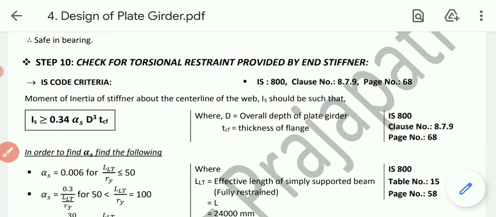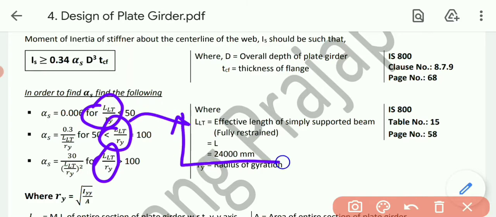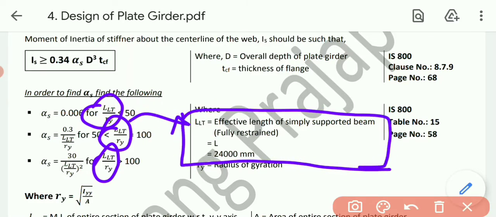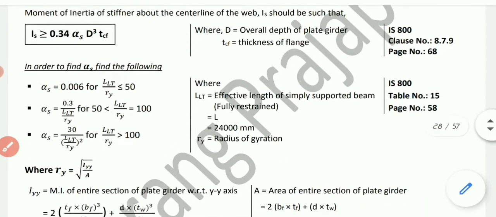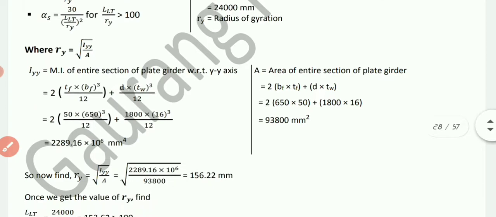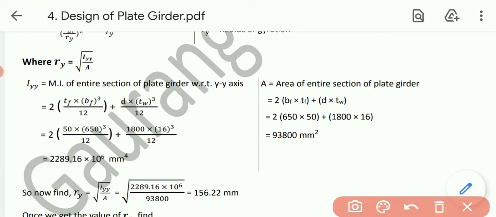Talking about alpha s, as we discussed in the code, we need to carry out the LLD by Ry ratio. For that one, LLD, that is we can say the length of the simply supported beam of the plate girder, that was 24 meters span. So let's convert it into mm, 24,000 mm. Ry, that is radius of gyration. And for the radius of gyration, formula is always there, that is root of I by A.